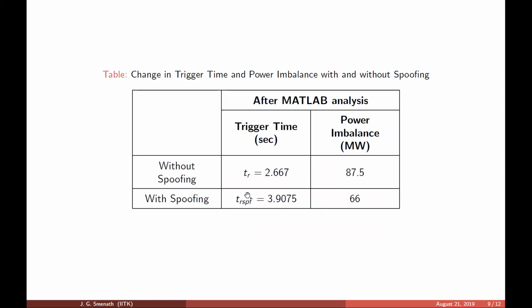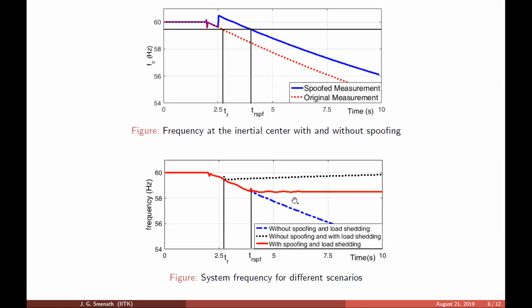So without spoofing, your trigger time should have been 2.667 seconds. But with spoofing, this was changed to 3.9. There was a delay of close to 1.3 seconds. And the power imbalance calculations also get affected. So without spoofing, the load shed was actually 87.5 megawatts. But with spoofing, it turned out to be 66 megawatts. So it should have been 87.5, which would have taken your frequency back to your nominal value. But in this particular case, since only 66 megawatts is shed, it never returns to the nominal value.